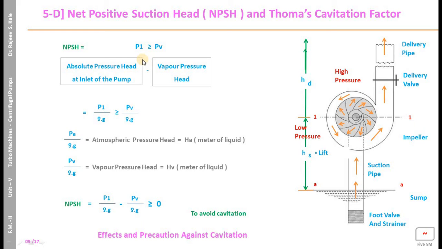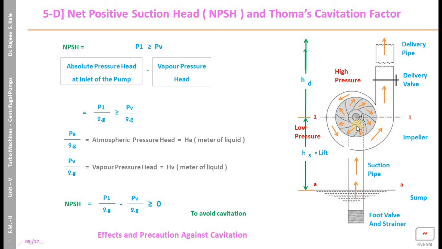The absolute pressure must be greater than vapor pressure, or you can estimate the absolute pressure head by dividing by rho g, and compare it with the vapor pressure head. If it is more, then there is no chance of cavitation.